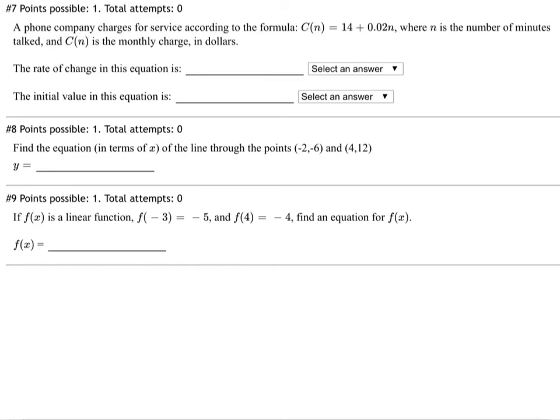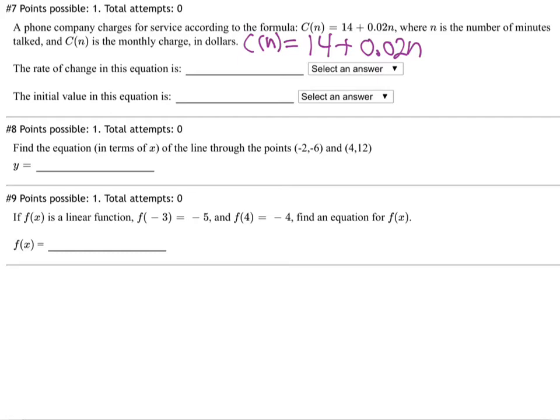A phone company charges for service according to the formula C of n is 14 plus 0.02n, where n is the number of minutes talked, and C of n is the monthly charge in dollars. The rate of change of this equation is the initial value of this equation is. So what do they talk about? So let me write it here a little bigger. C of n is 14 plus 0.02n. Okay, so what is that formula?